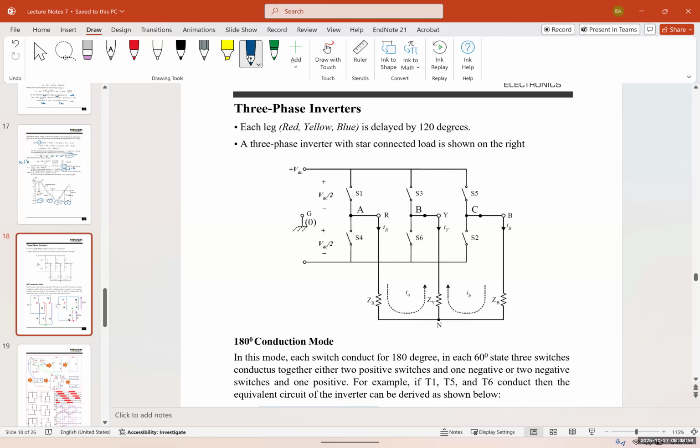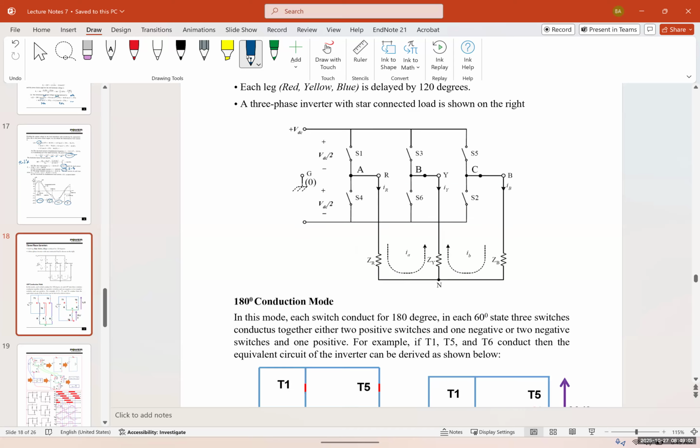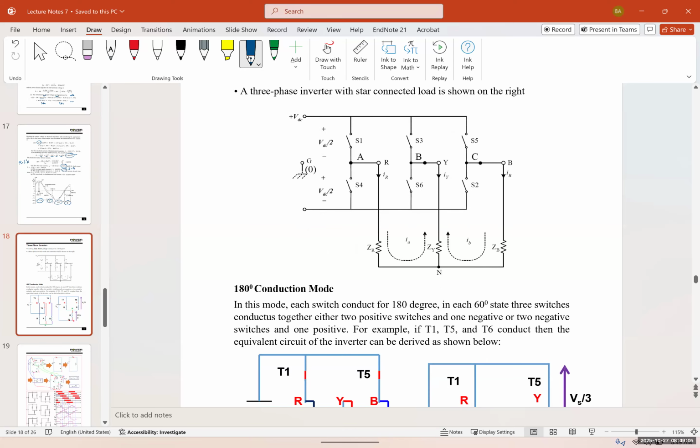A three-phase inverter with the star connection load is shown here. You see, this is for a star connection. And the way that we can determine it's a star is that you can see the grounding of the three-phase at the middle of the Y.